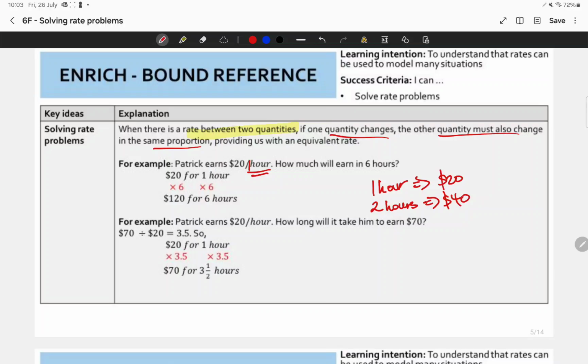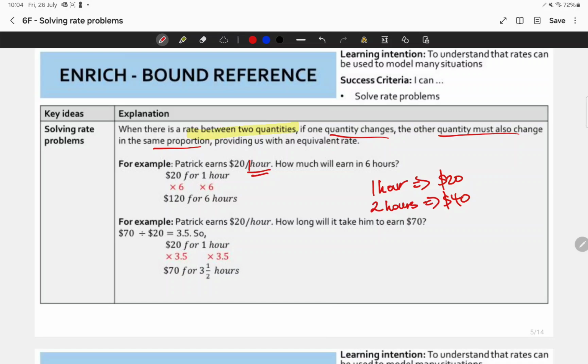And so the example that it has here is Patrick earns $20 per 1 hour. How much will he earn for 6 hours? So you times this by 6, therefore you're going to get $120. So you times the right side by 6, and so you have to times the left side by 6 as well. Okay.